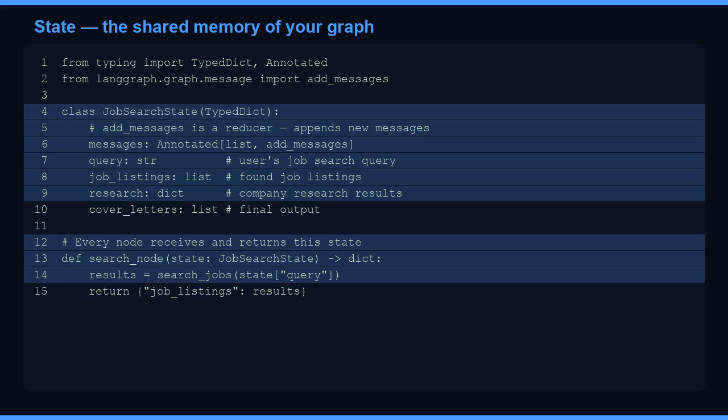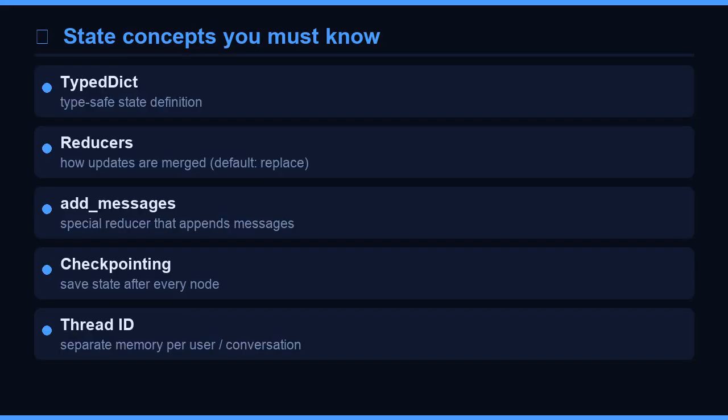Now here's where it gets powerful, checkpointing. LangGraph can save your state after every node execution. If something fails, you can resume from the last saved state. If the user wants to go back and change something, you can rewind.